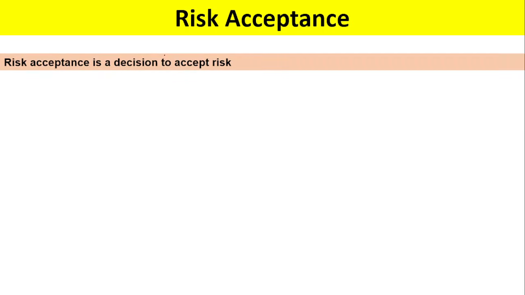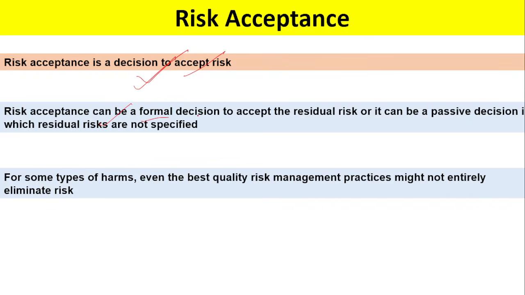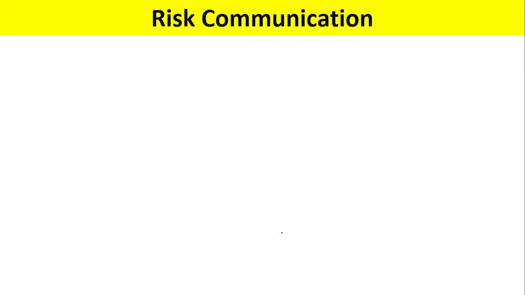Risk acceptance. Acceptance is a decision to accept the risk. Risk acceptance can be a formal decision to accept the residual risk, or it can be a passive decision in which residual risks are not specified. For some types of harms, even the best quality risk management practices might not entirely eliminate the risk. In these circumstances, it might be agreed that an appropriate quality risk management strategy has been applied and that quality risk is reduced to a specified level or acceptable level.